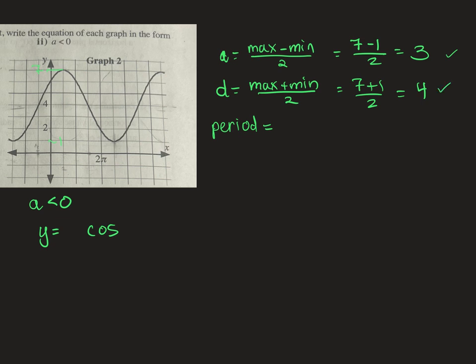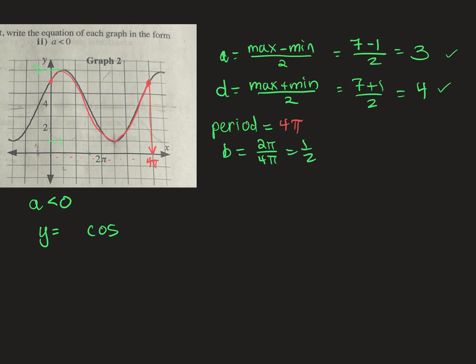Now, for the period, you would want to look at the length of one cycle. So if you start from the y-axis and follow that through until you've completed one full cycle, then whatever you read off the x-axis would be the length of the period. Since we have 1, 2, 3, 4 squares to get to 2 pi, another 4 squares would bring us to 4 pi. So our period is 4 pi, and therefore our b value would be 2 pi divided by 4 pi, which is 1/2.